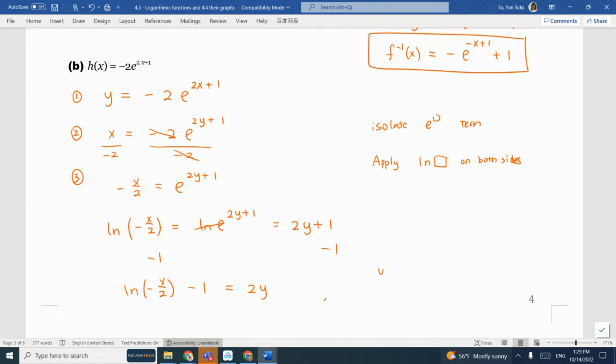What do we do next? Divide by 2, exactly. So y equals ln of negative x over 2, minus 1, divided by 2. Yes, everybody? Right? Divide both sides by 2. So far, so good? Yes, so this is the f inverse of x. All right. Good. So this is how to find inverse functions. Any questions about this problem? Are we all good?